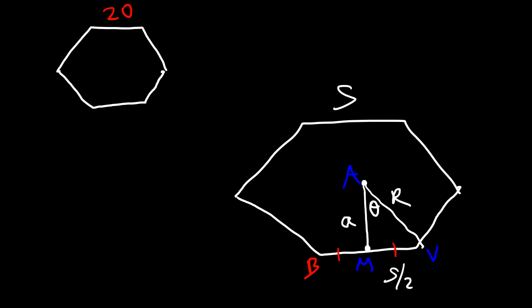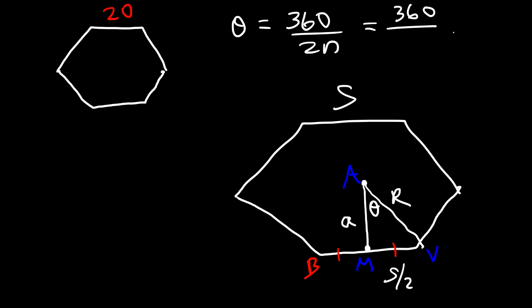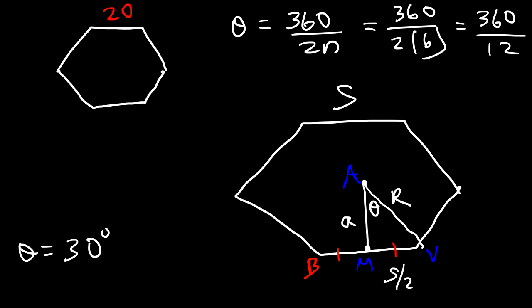Now, how can we do that? There's a formula that you can use. Theta is 360 divided by 2n, where n is the number of sides in the regular polygon. So we have a hexagon, n is 6. 2 times 6 is 12. And 360 divided by 12 is 30 degrees. So that's the angle. That's step 1. You want to calculate that first.